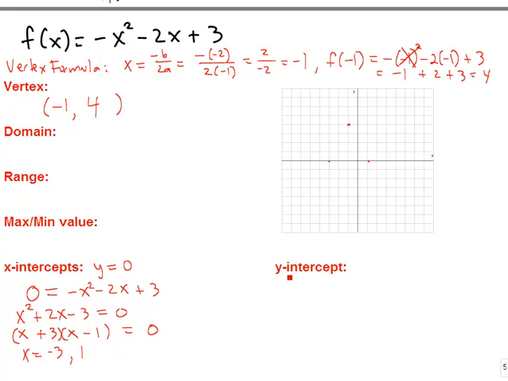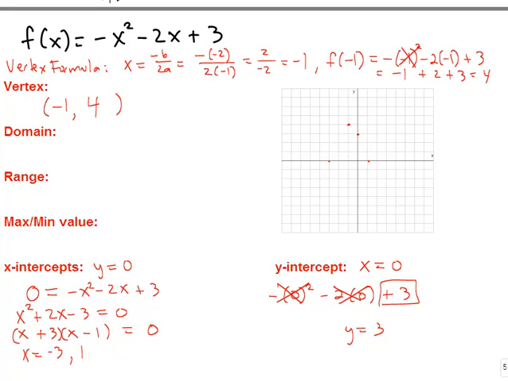Let's find our y-intercept. The y-intercept is going to be where x is 0, and that should be easy to find because you're just going to substitute in 0 here and here. So that's going to be minus 0 squared minus 2 times 0 plus 3. And these zeros are going to go away, so we're just going to end up with a y value of 3. So my y-intercept is at 3 on the y-axis, so I have a dot right there as well. So we're just kind of adding some extra points on our graph.